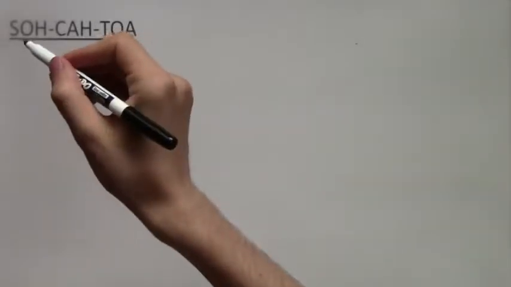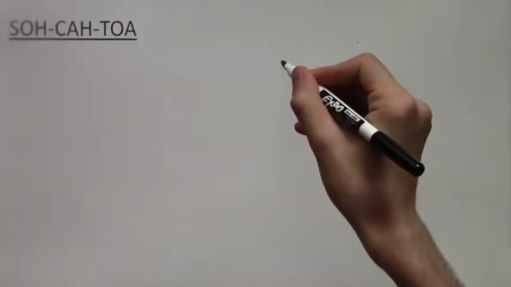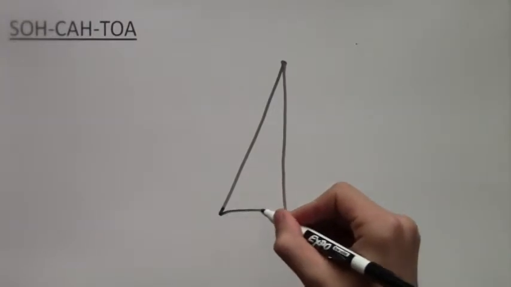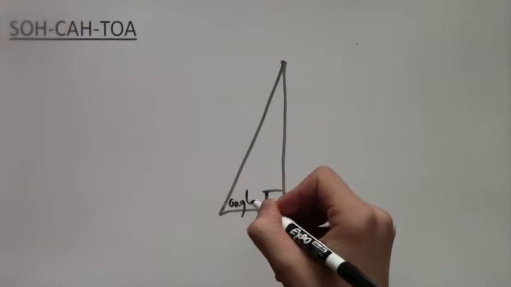This is the third video about SOH-CAH-TOA. In this video, we're going to talk about the TOA of SOH-CAH-TOA. Once again, SOH-CAH-TOA is about the relations of angles and side lengths in right triangles.